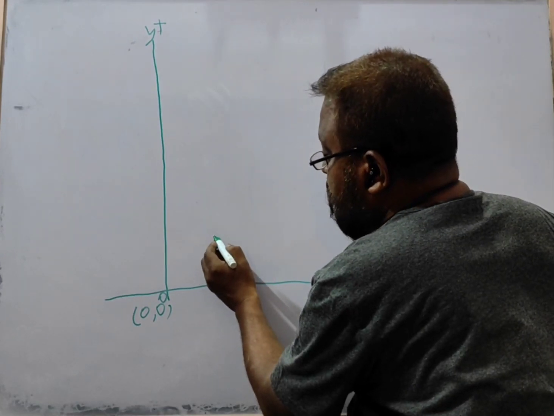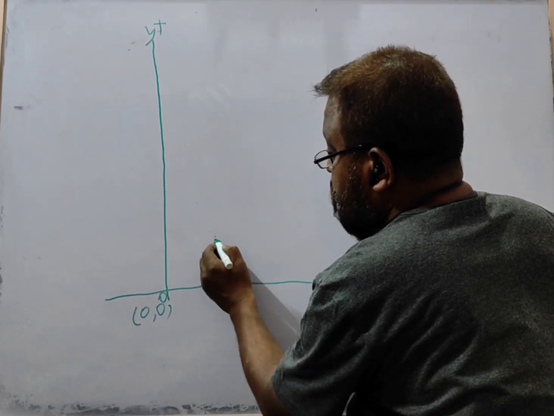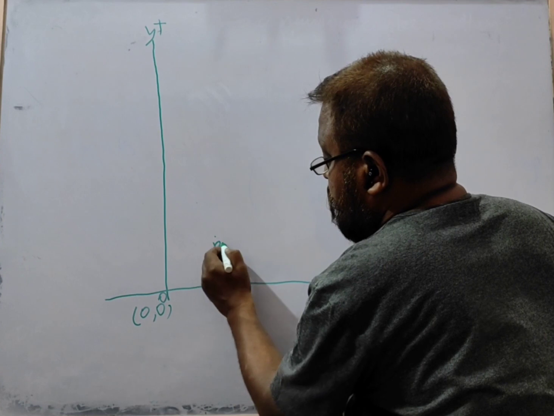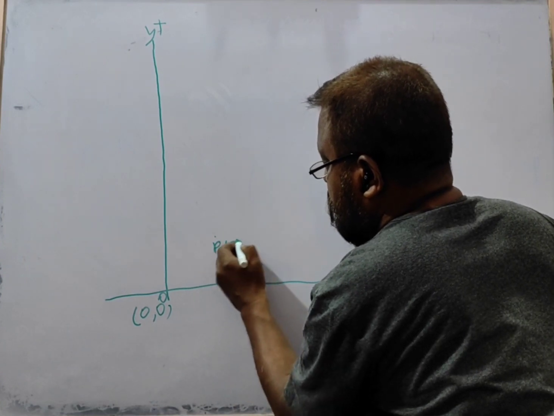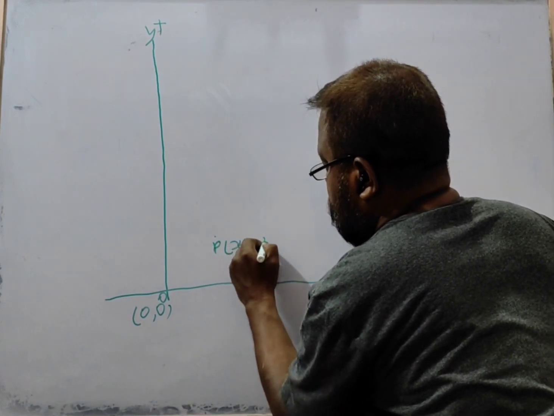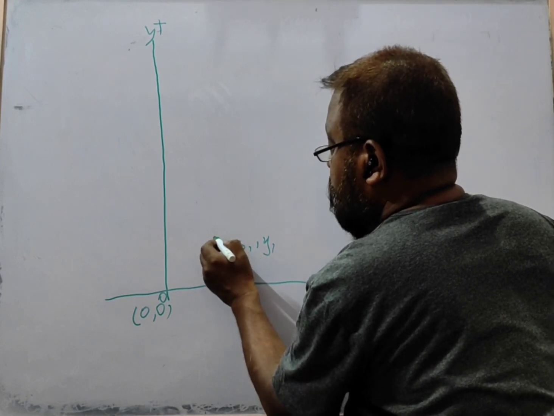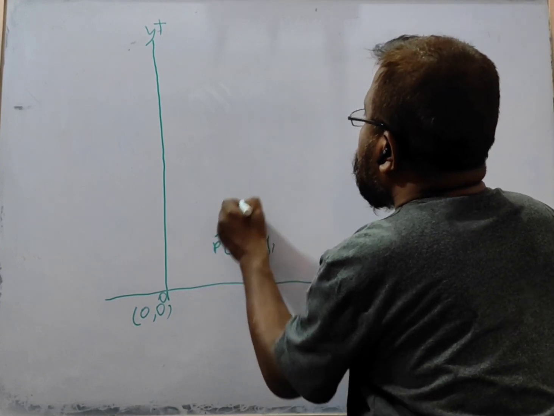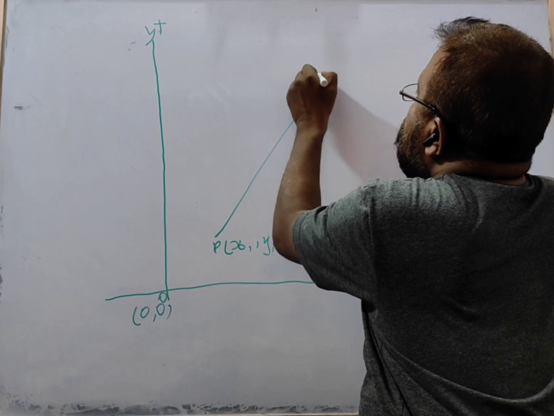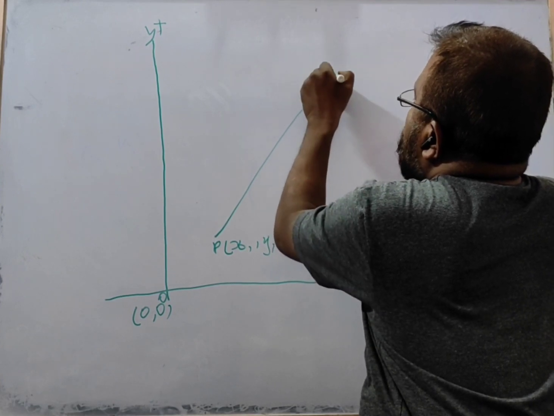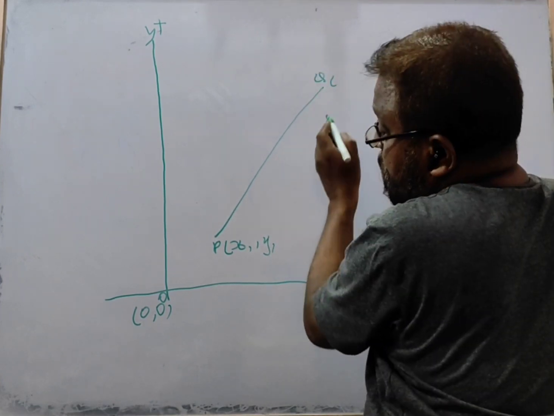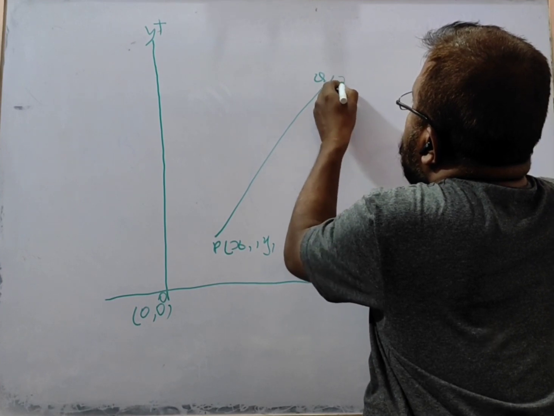There is a point P with coordinate (x1, y1), right? And there is another point Q with coordinate (x2, y2).